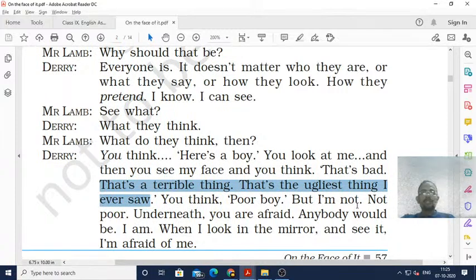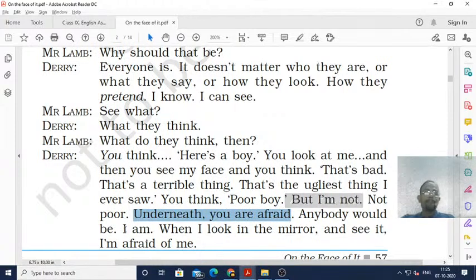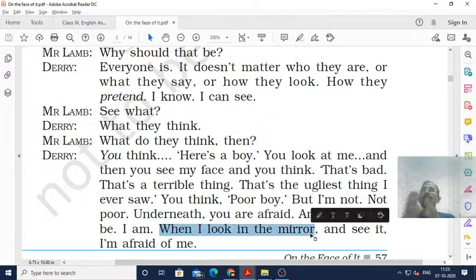Okay? Now let's find out. Poor boy, you think, poor boy, but I am not poor boy, not poor. Underneath, you are afraid. Anybody would be, I am. But you might think I am poor boy, but you shall be afraid of seeing my face. Anybody would become afraid of seeing my face. I am also afraid of my face. When I look in the mirror and see it, I am afraid of me. When I look my face in the mirror, I too become scared. I am afraid of myself. Okay?